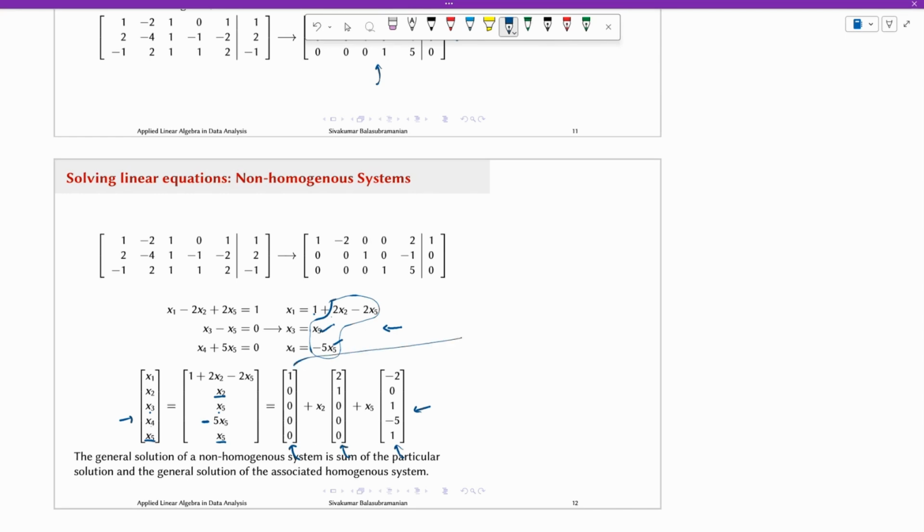What do you think this is? We know that this is your particular solution. Okay. Now, if you choose any values for x2 and x5 and you substitute it in the original system of equations, you will be able to solve it. Okay.